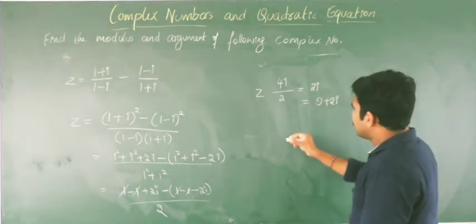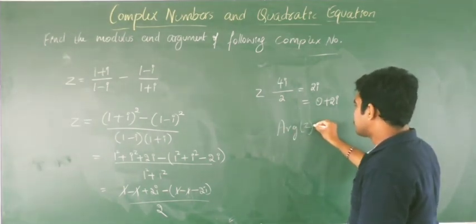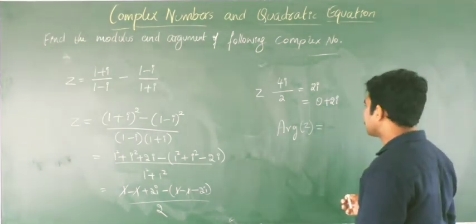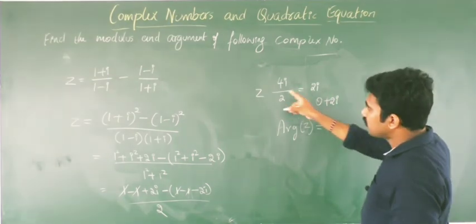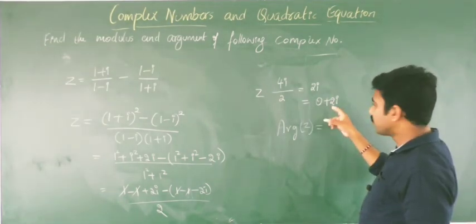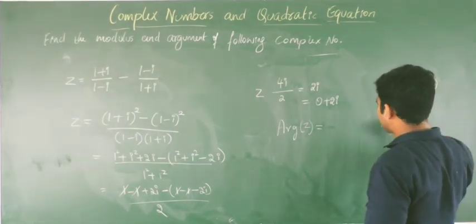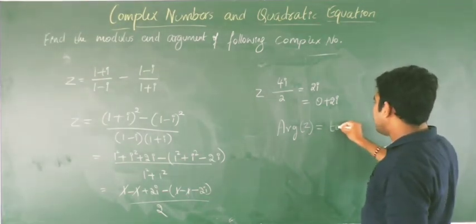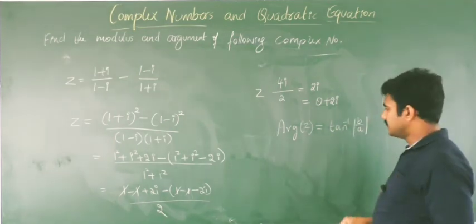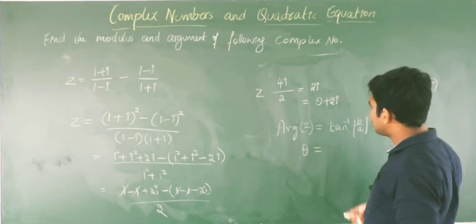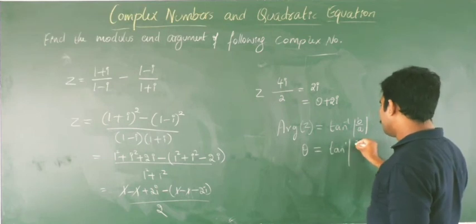Now what is the argument? The argument of the complex number z is nothing but, see, the complex number lies in which quadrant? First quadrant. Since it lies in the first quadrant, directly tan inverse of b by a gives the value of the argument, or we can write theta is nothing but tan inverse of 2 by 0.